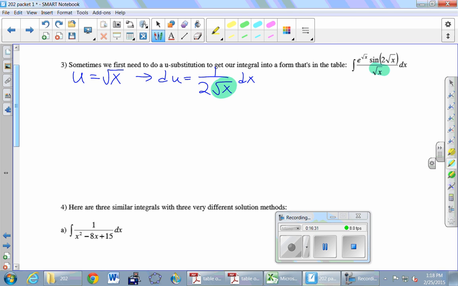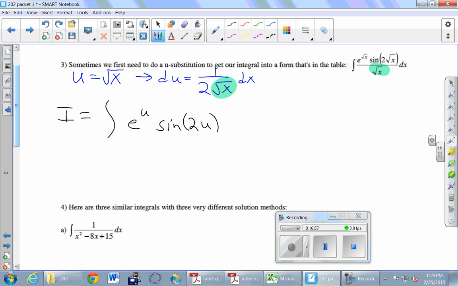All right, so let's start changing our integral. I equals integral. Okay, that guy becomes e to the u. Wonderful. The next thing becomes sine of 2u. It's not a coincidence that the square root of x is part of both pieces. That is a 2u.